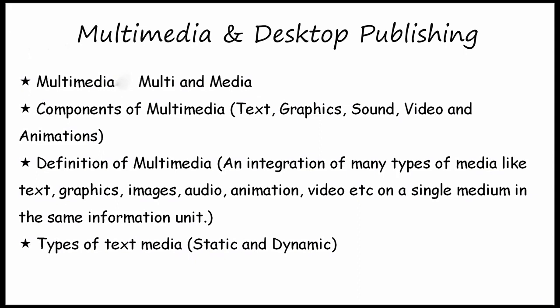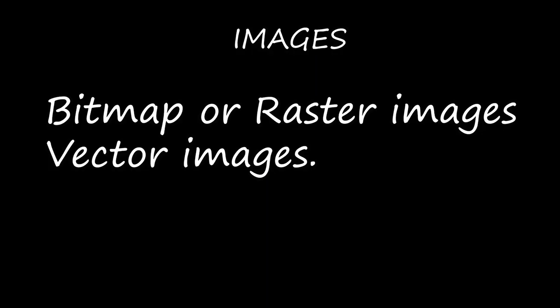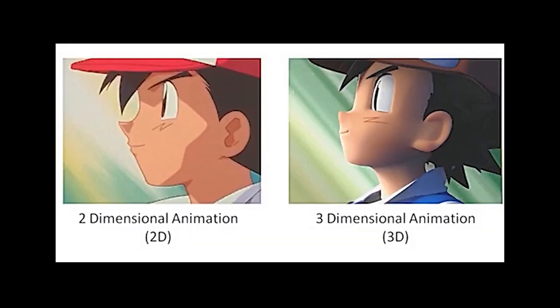Then the next one, components of multimedia. What are the components of multimedia? Text, graphics, video, animation, audio. These are all the components of multimedia, right? What are the things which come under text? We have two types of text. What? Static text and hypertext. In images, we studied bitmap images or raster, and then another one is vector images. In animations, we saw 2 dimension and 3 dimension.